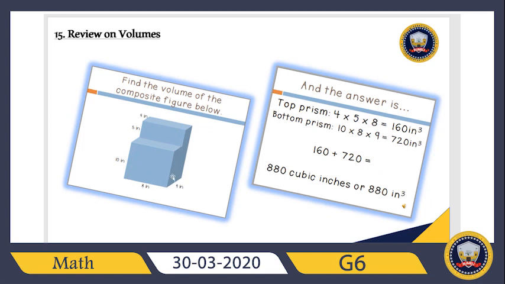Now what about the prism on the bottom? This is the length, which is 8, the width is 9, and the height is 10. So it will be 10 times 8 times 9, which is 720 inches cubed. Now, the total volume of this shape will be the volume of the prism on the top plus the volume of the prism on the bottom. So it is 160 plus 720, which gives 880 cubic inches, or we can write it 880 inches cubed.